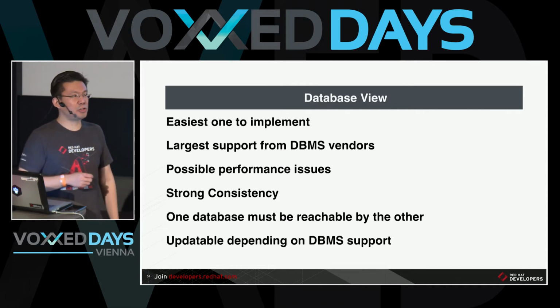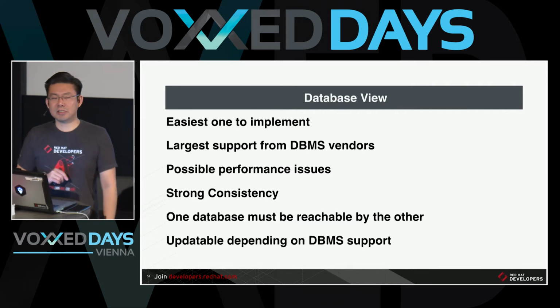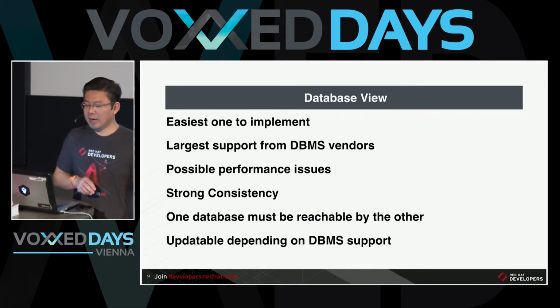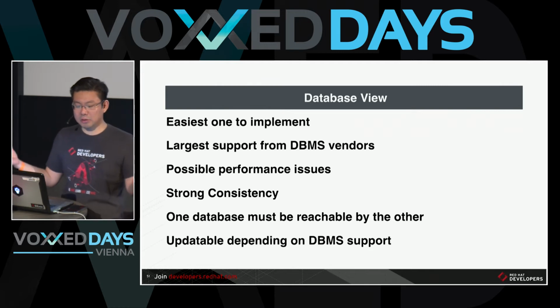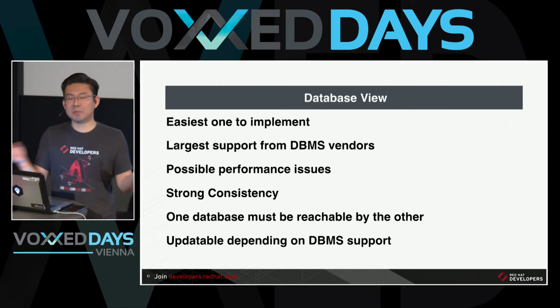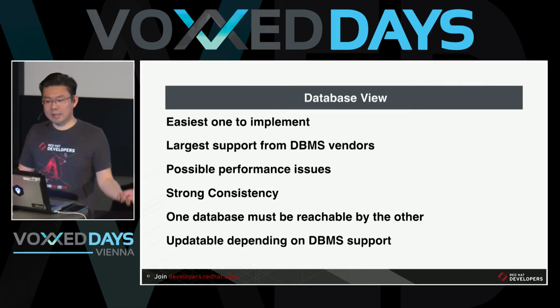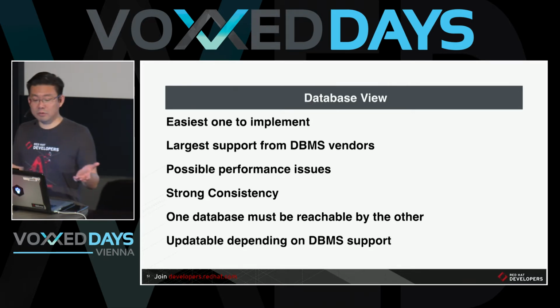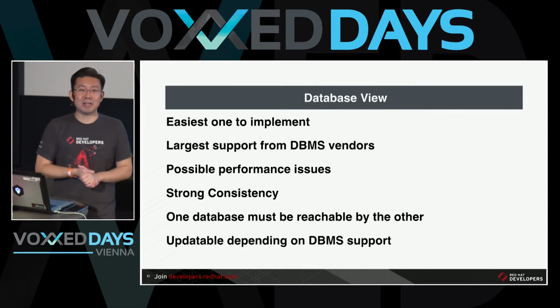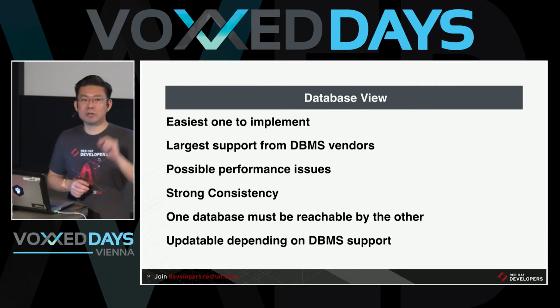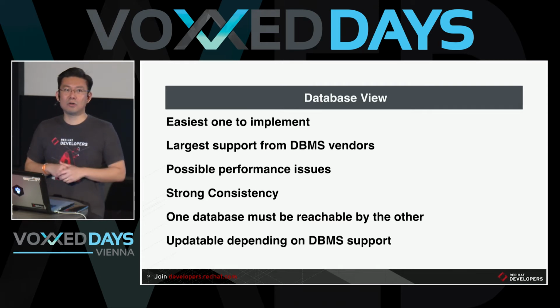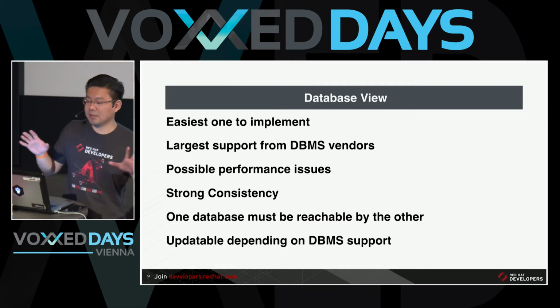You might have some performance issues because, depending on your database, a view is just an alias for a select query. You have strong consistency because you have transactions. One database must be reachable by the other, and it is also updatable depending on DBMS support. When I say one database must be reachable by the other, if you have a different database here, then to create a view, if you're using Oracle, at least you can create a DB link. I know that many DBAs will hate me for saying that, but I've done it sometimes, and I've seen people doing that too, and it's possible. Depending on your use case, it works. And again, at least on Oracle, depending on how you create your view, it is also updatable. You can have writes on both sides, even though most of the time you don't want to do that. But again, it's possible.